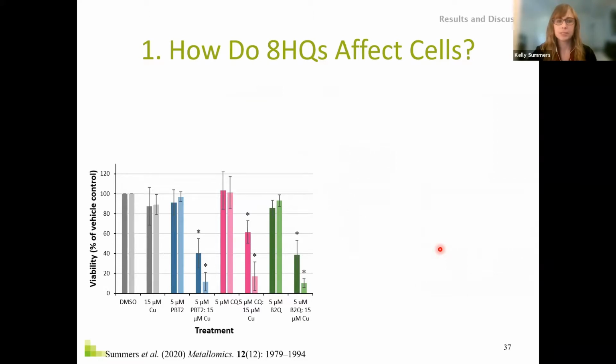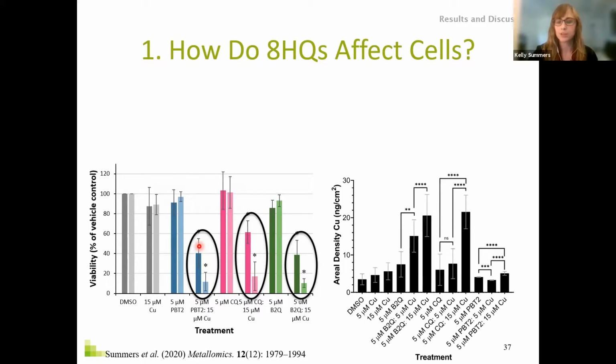And so for our first question, how do 8-hydroxyquinolines affect cells? We used an immortalized cell line, a brain cancer cell line, and we noticed that when we added our drug at relatively low concentrations, it didn't have a significant effect on the viability of cells compared to our controls. But when we co-treated with copper and drug, we noticed that there's a significant decrease in the viability of these cells. And so we looked at the copper concentration.